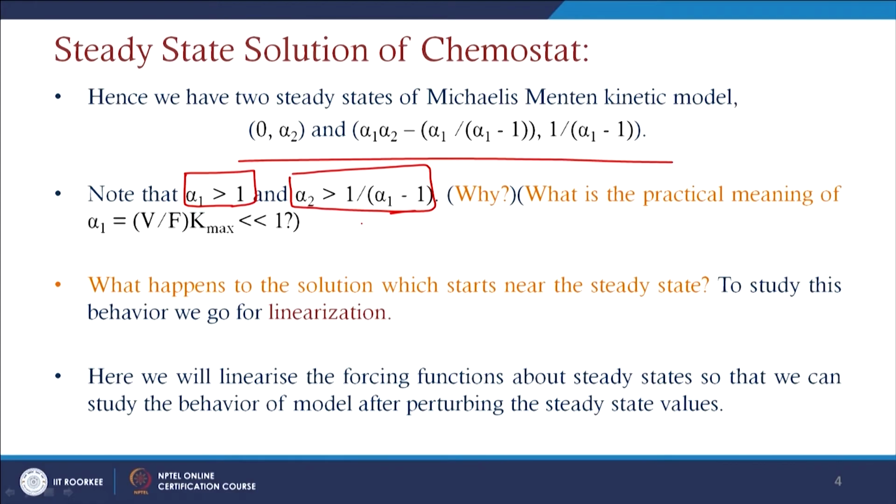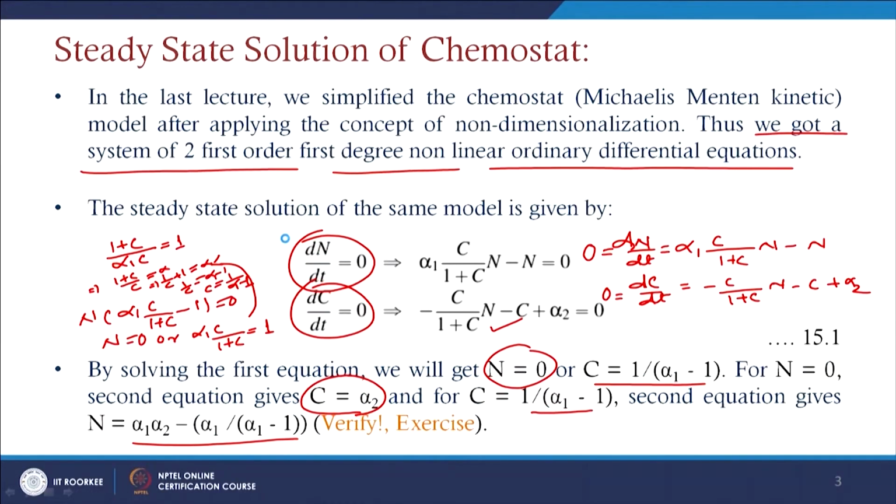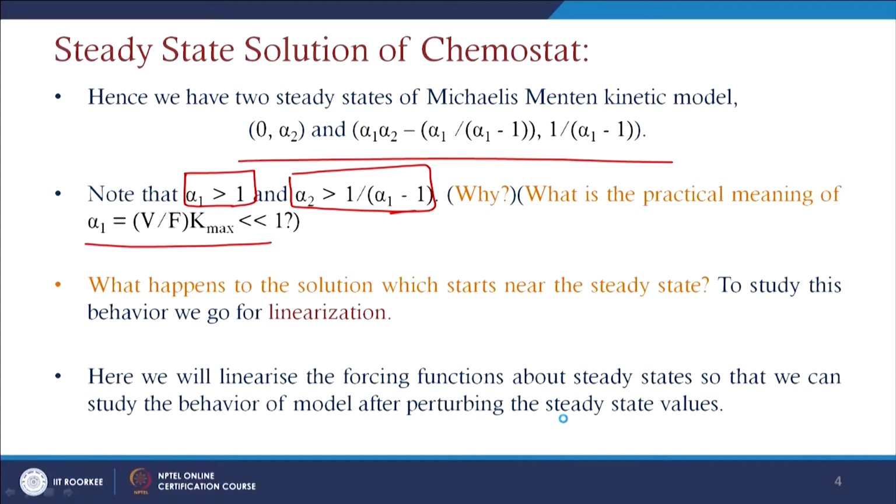In the previous lecture we also considered alpha 1 as V by F K max, which should be much less than 1 here also. You can also generalize this: if we put 1 by alpha 1 minus 1, and alpha 1 is less than 1, then we will have a negative quantity. So this population level resource should be present to get a positive quantity, and that is why we have to assume that alpha 1 should be greater than 1.